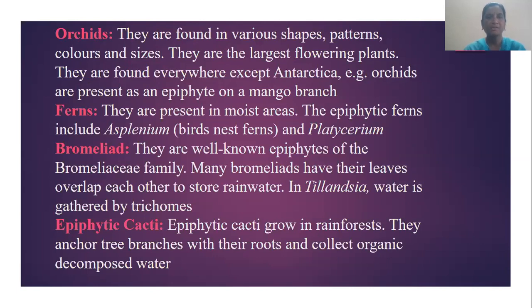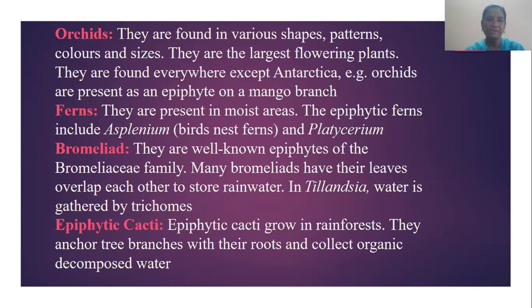They are the largest flowering plants. They are found everywhere except Antarctica. Example, orchids are present as an epiphyte on a mango branch. Ferns. They are present in moist areas. The epiphytic ferns include Asplenium, bird's nest ferns, and Platycerium. Then bromeliads. They are well-known epiphytes of the Bromeliaceae family.